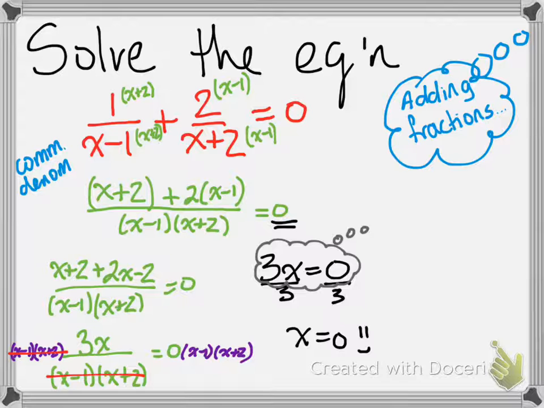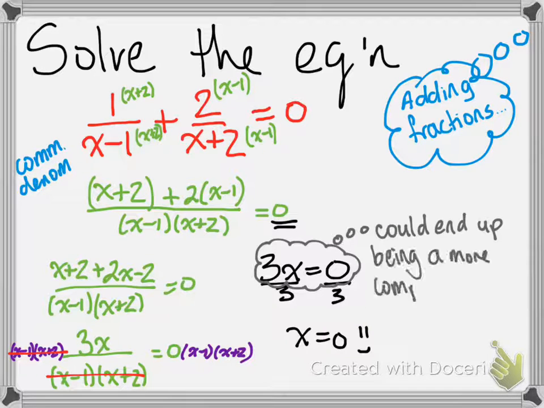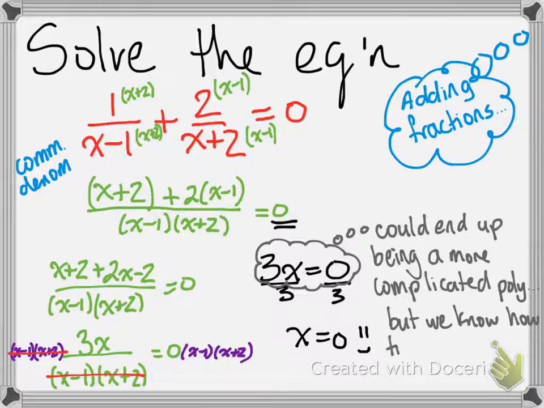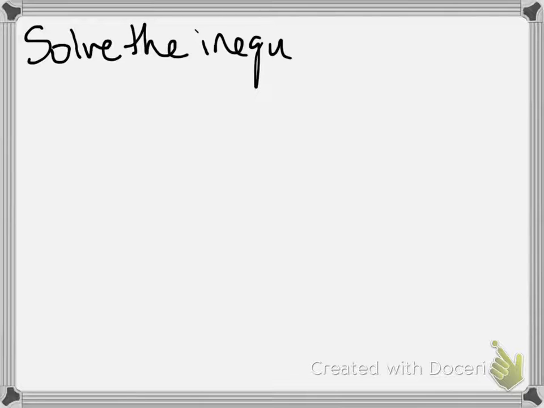Now what we should think about is that 3x equals 0 could be quite a few things. This could be a more complicated polynomial, like a quadratic, a linear, anything like that, but we know how to deal with those. We can use the quadratic formula, factor theorem, anything like that. So in this case, it was pretty easy. We just had to isolate x, but we could use the quadratic formula or anything to do more complicated ones. So that's solving equations. Now let's look at solving inequalities.